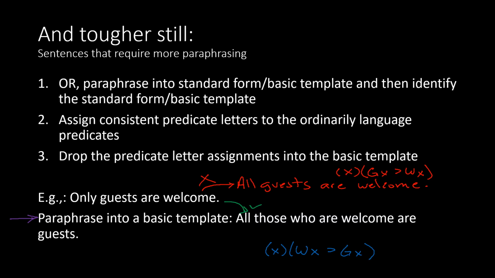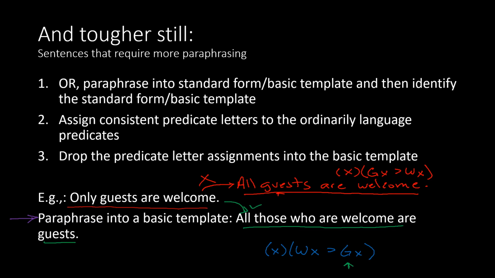Being a guest is a necessary condition of being welcome. Well, that's going to be this sentence underlined in green: all those who are welcome are guests. On that way of looking at things, it's even clear why the guest predicate needs to go in the consequent position of the horseshoe. Being a guest is a necessary condition of being welcome. In contrast, with the sentence in red, being a guest is a sufficient condition of being welcome. In the sentence in red, it's not possible for there to be some guests that are not welcome. After all, all of them are.